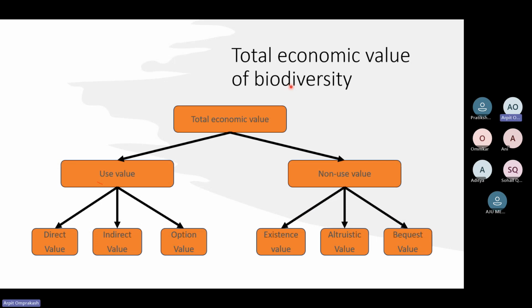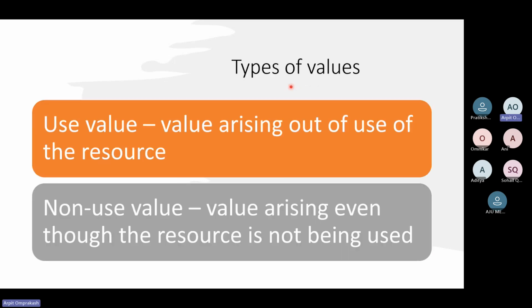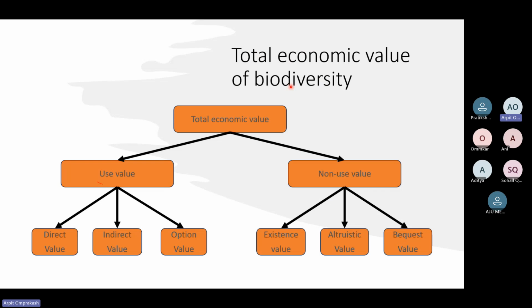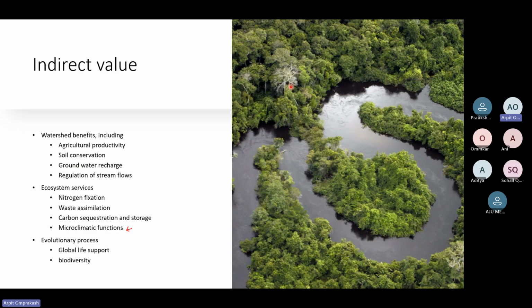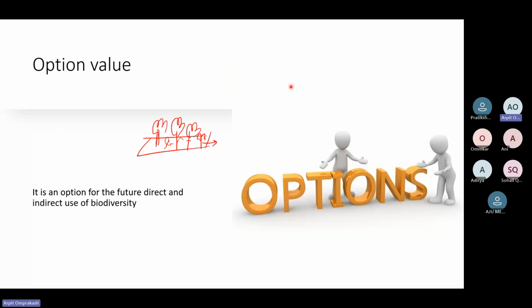And we talked about how we calculate the economic value of biodiversity. We have two kinds of value: use value, which is the value arising out of the use of a resource, and non-use value, which is the value arising even though the resource is not being used. Use value is divided into direct value, indirect value, and option value. Non-use value is divided into existence, altruistic, and bequest value. Direct value is the value that we get from products, like forest products. Indirect value is watershed benefits, ecosystem services, things that we get indirectly and don't directly look for through forests. And then option value, which is the option for future direct and indirect use of this biodiversity.